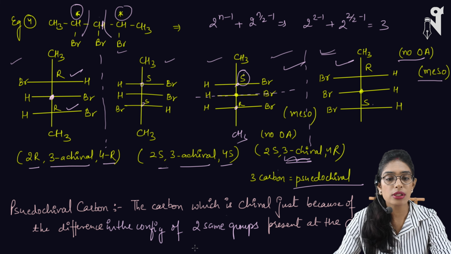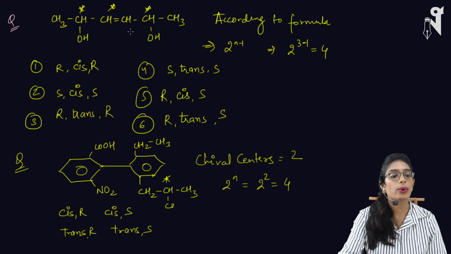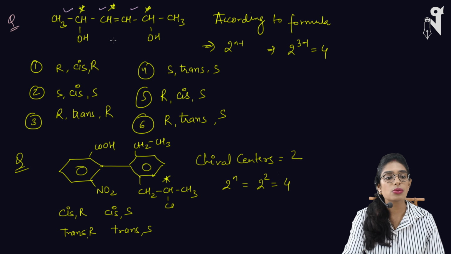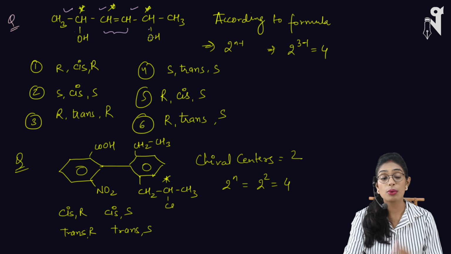Okay. Now let's talk about the next set of questions. The next question is: I have CHOH, CH double bond CH, CHOH. I have three stereo centers over here. One is here, one is here, one is here. Not chiral center, you can say stereo center. So this is one which will show GI, and these will show chiral behavior, because four different groups are present over here.